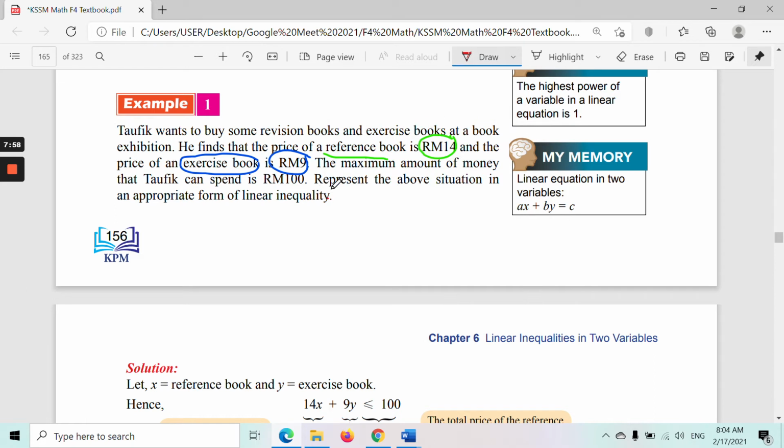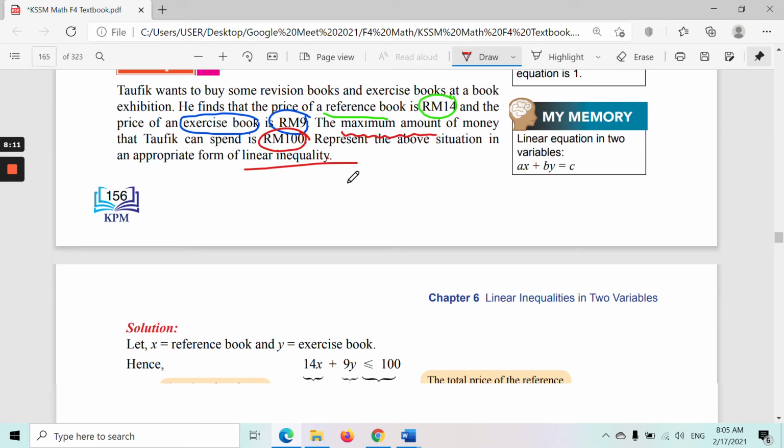The money he has, the maximum amount of money, is 100. So represent the above situation in an appropriate form of linear inequality. So macam mana kamu mau tulis? You can write like this.